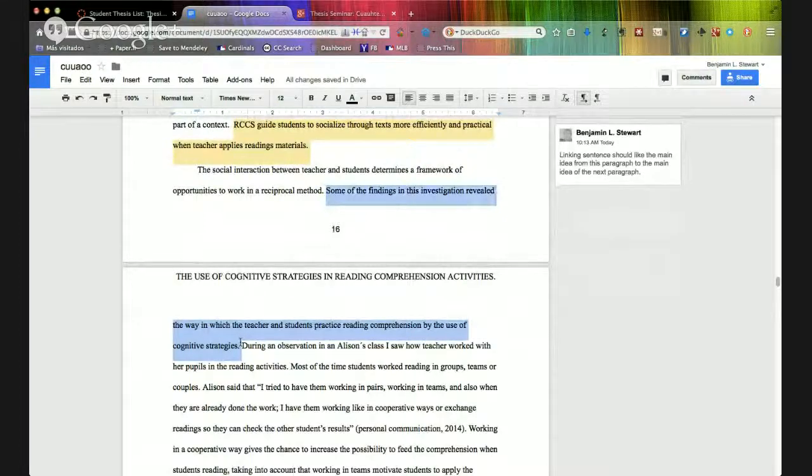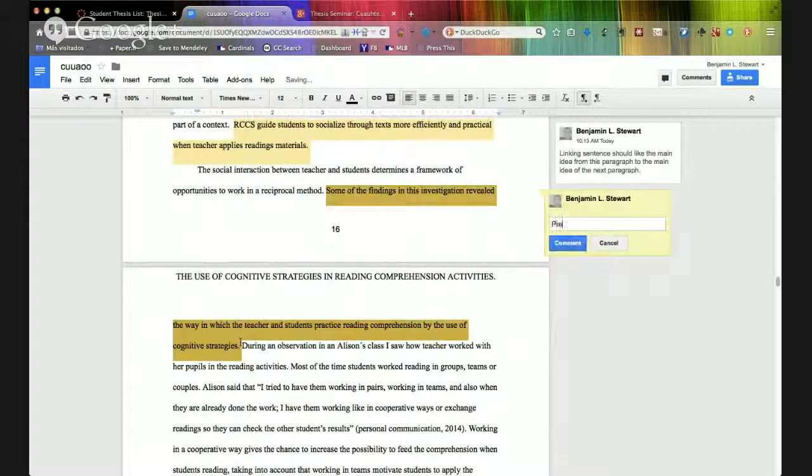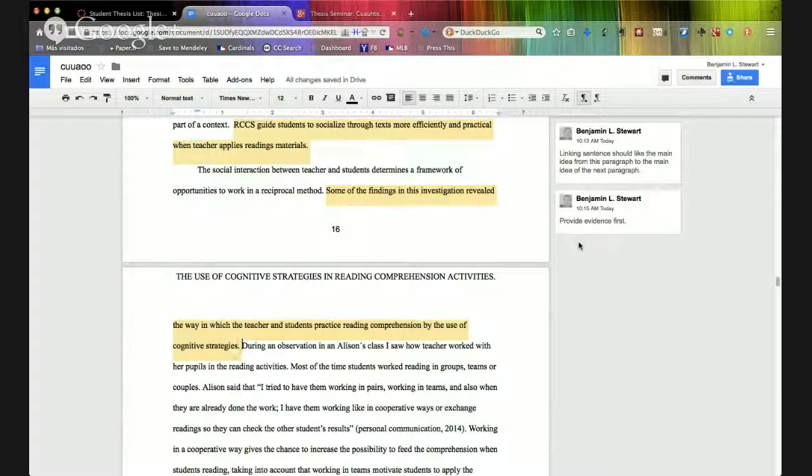So provide evidence first. So second sentence, go right into the evidence. Always, yeah, because here, the only reason you wouldn't do that is if you were discussing. That's the only reason. Here, evidence is the second sentence. Here, evidence is the second sentence. Okay?